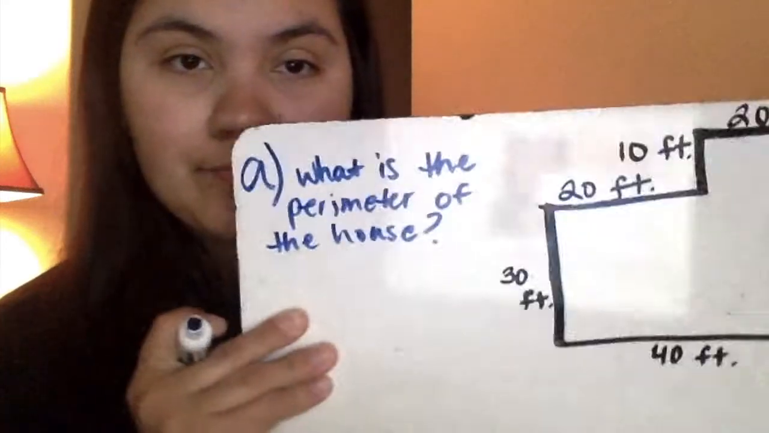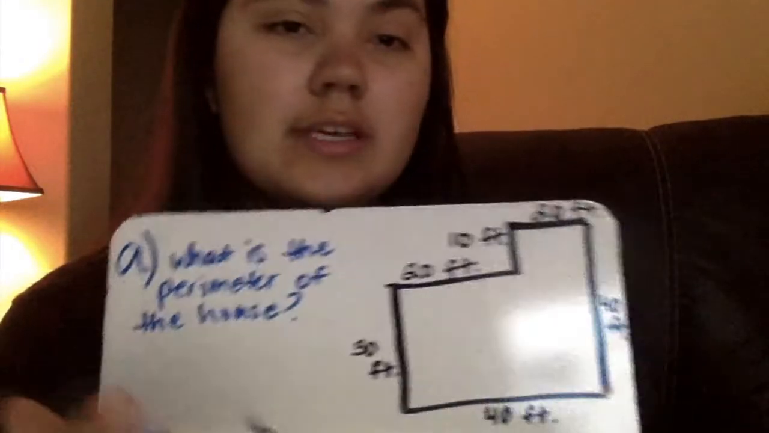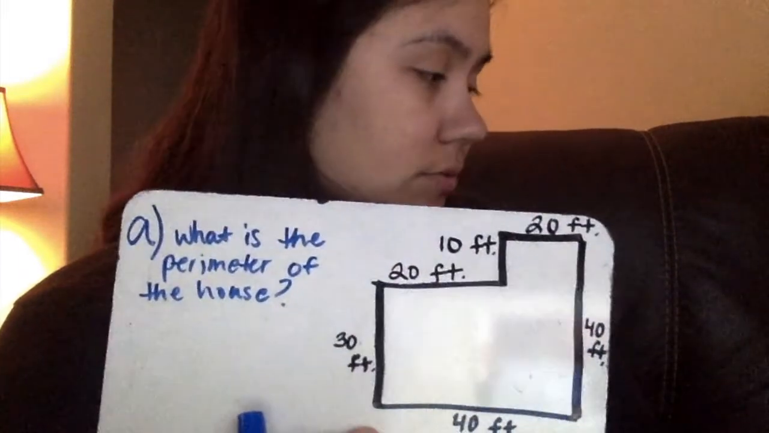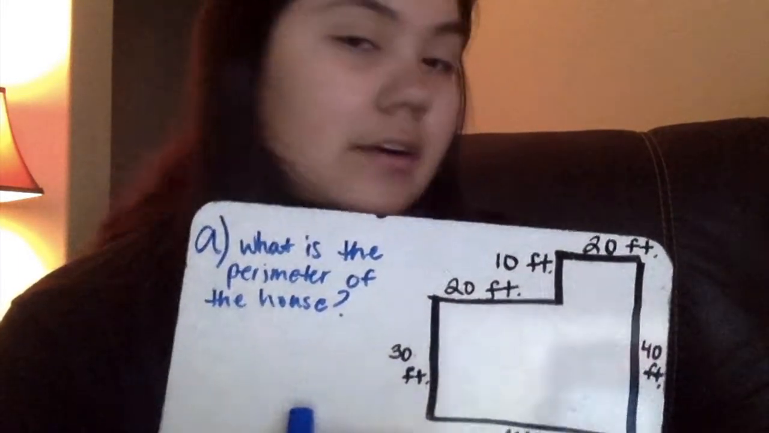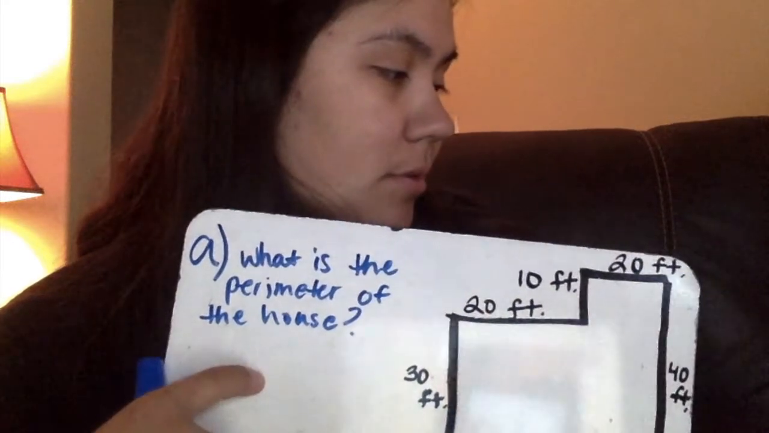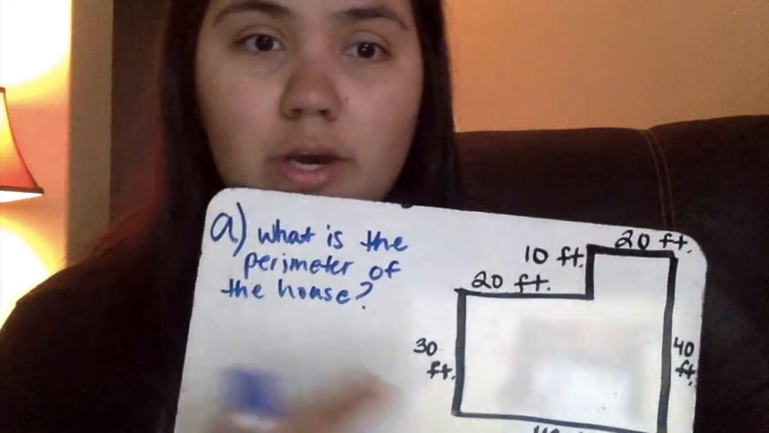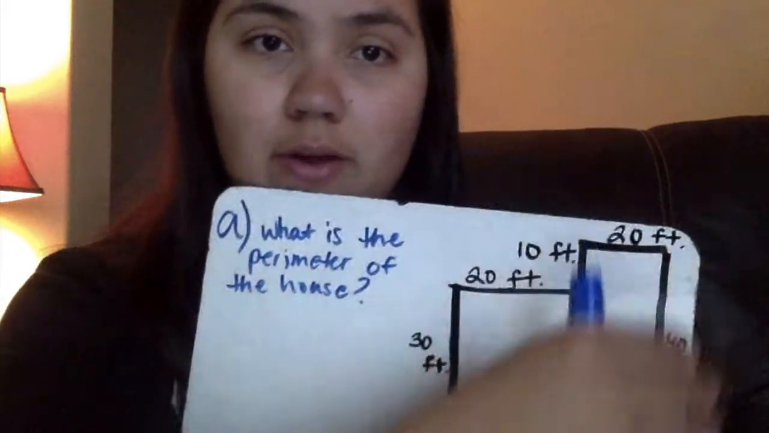All right, everyone, let's look at example 1. Example 1 shows a blueprint of a one-story house. So I have that drawn here. It's also in your book. And letter A wants us to know what the perimeter of the house is. We know that the perimeter is just the length all the way around the house.